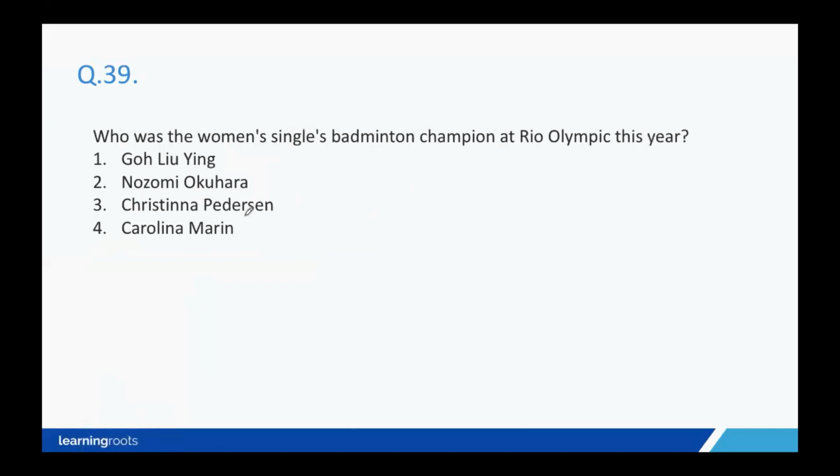Coming to the second last question in the GK section, who was the women's singles badminton champion at the Rio Olympics this year? Again, this is last year's paper, so I'm sure you would know this. Carolina Marin was the winner, defeating PV Sindhu, right? So Carolina Marin is the answer in this case.